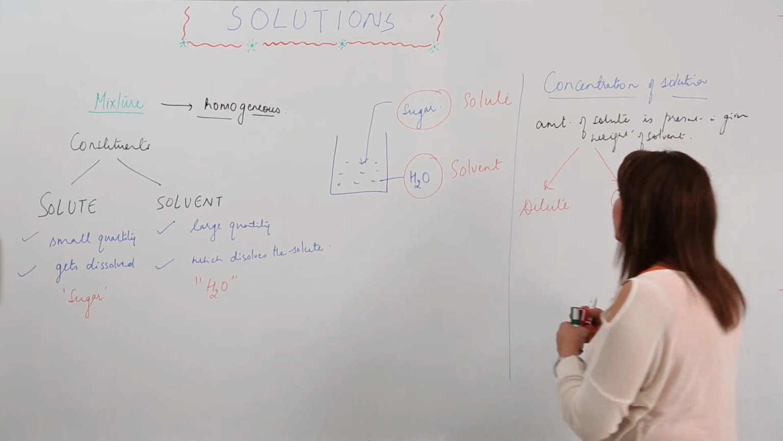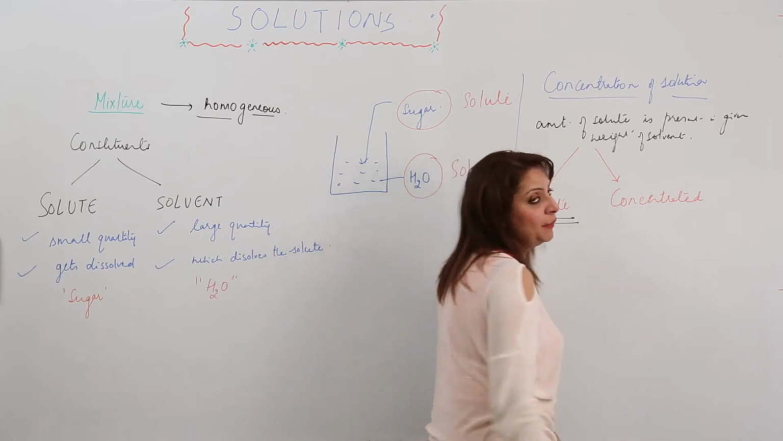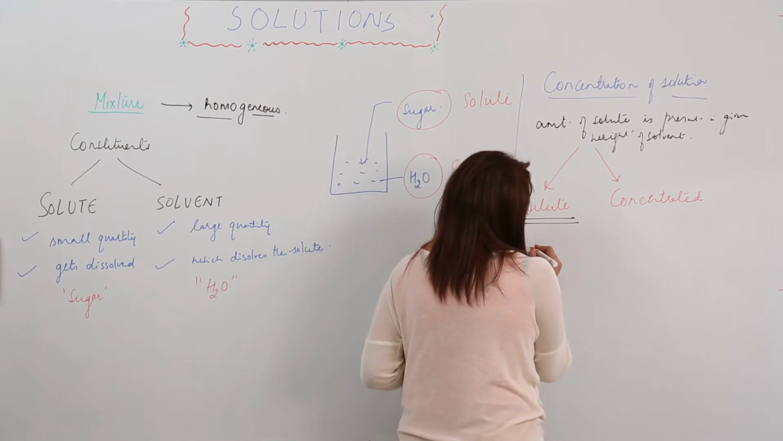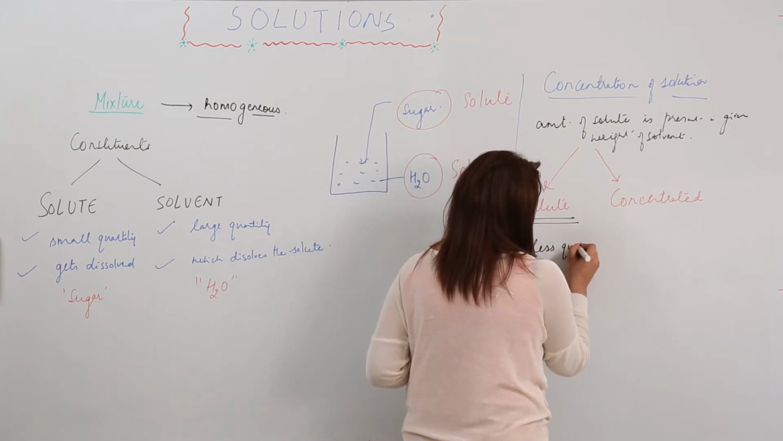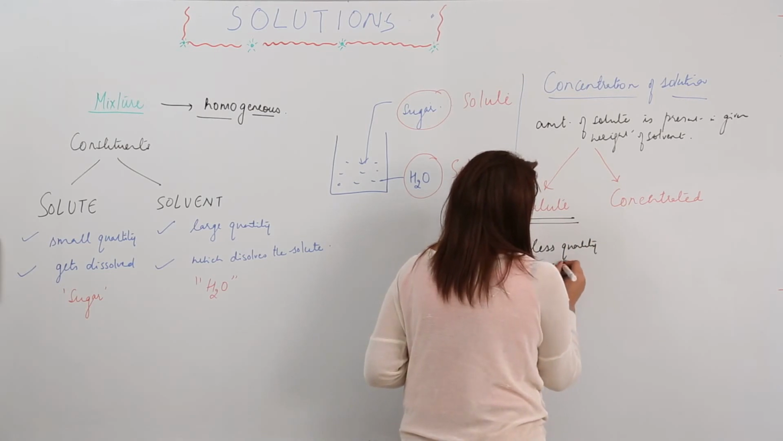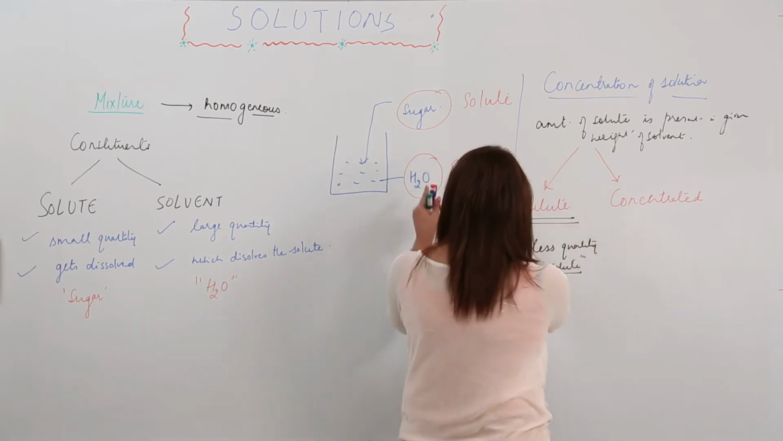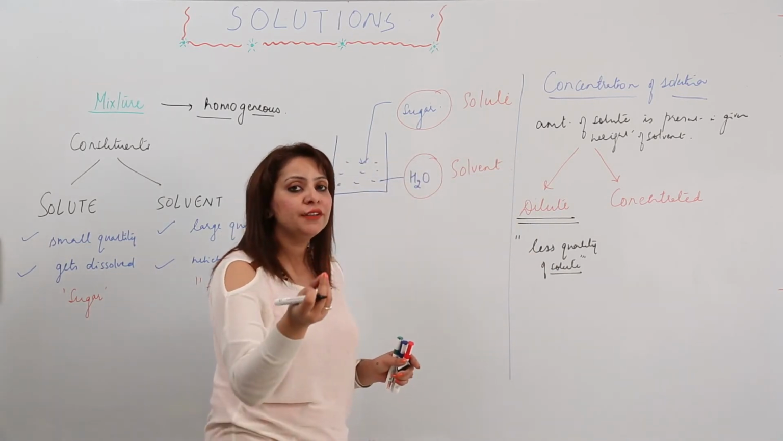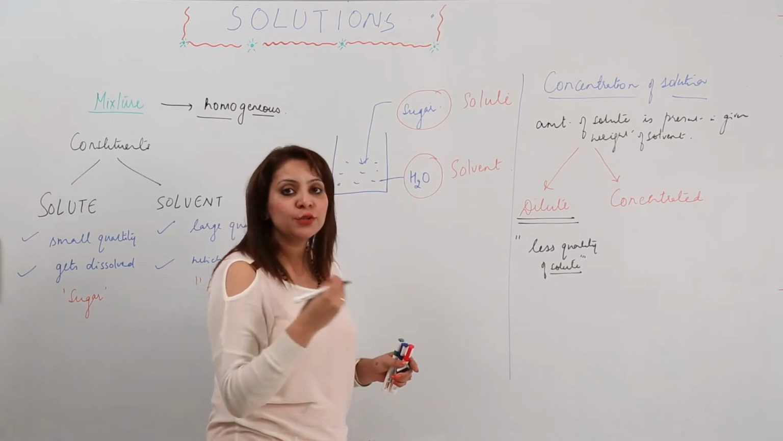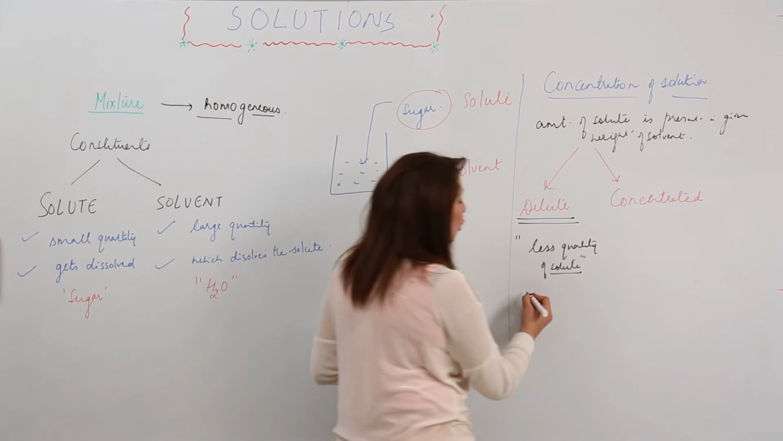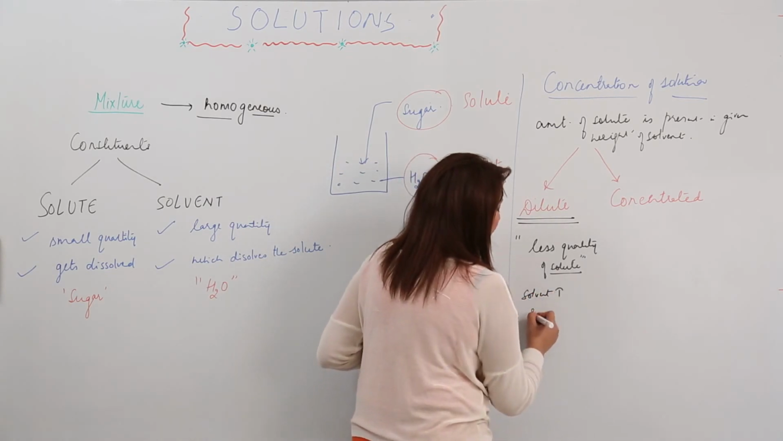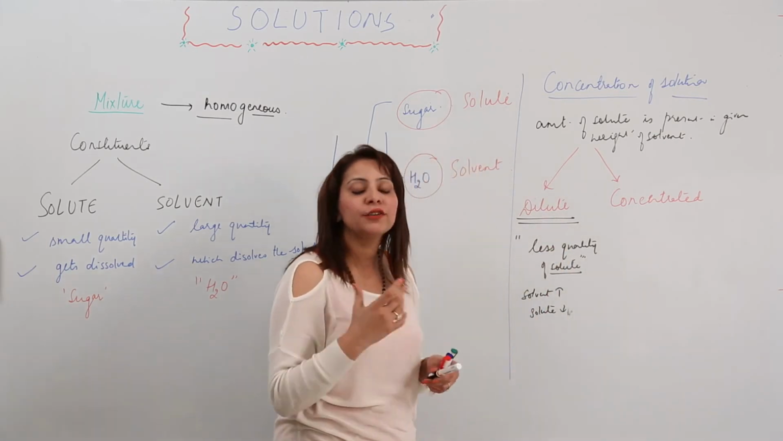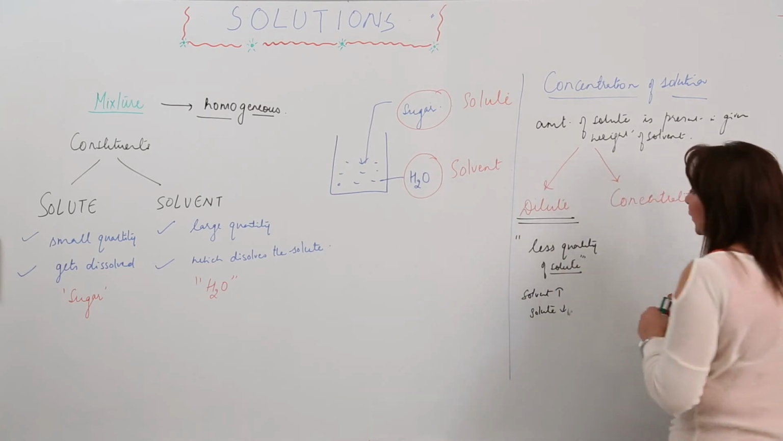Now, what do we mean by saying that the solution is dilute? If you tell me that your solution is dilute, you mean that it contains less quantity of solute. That means the quantity of sugar, if I take this example, is too small and the solvent quantity is too high. So any solution which contains more solvent and less solute is said to be diluted or dilute.